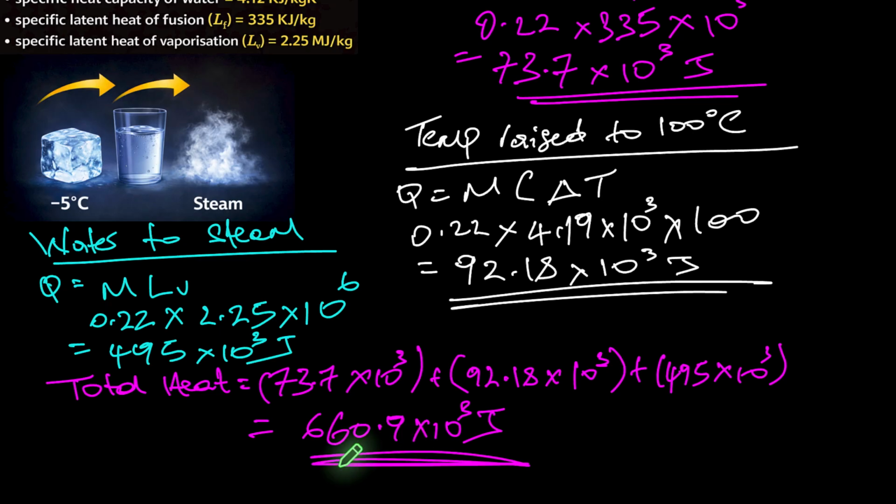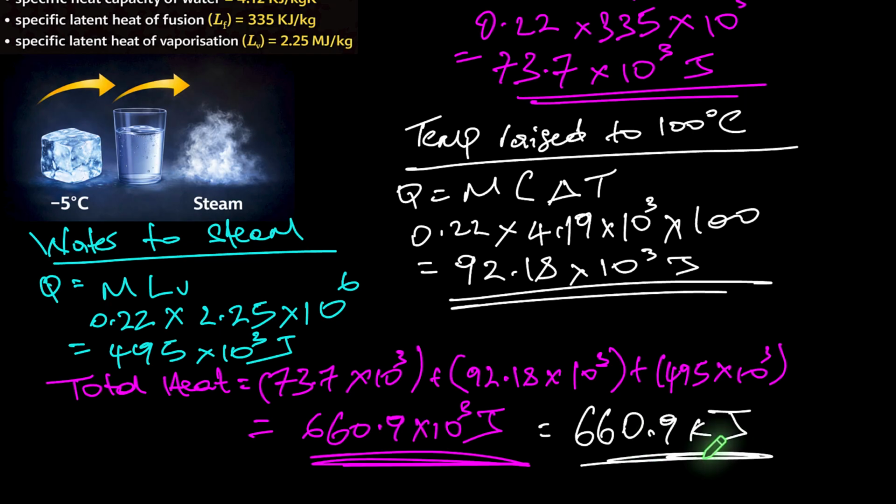So this here represents our final answer, and if you want to, you can also write it in terms of kilojoules: 660.9 kJ, so that's kilojoules. And this represents the total heat supplied to convert our 0.22 kilogram of ice into steam.